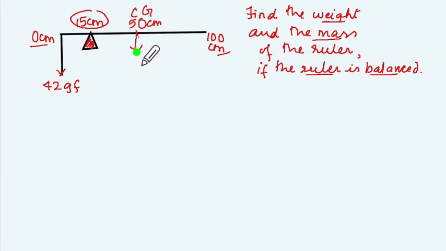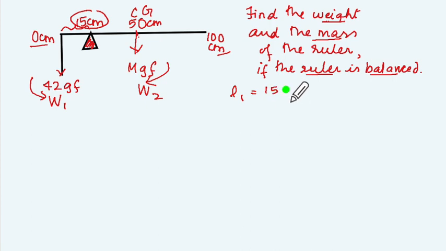So from here to here, this will be, let us say, mgf. This will be acting vertically downwards from here, providing the clockwise moment. And then this has to be balanced by the anti-clockwise moment. So if you call this W1, and this W2, then your L1 becomes the distance between this force and the fulcrum. So we have 15 minus 0, that is 15 centimeter, and this is your L2. So your L2 is going to be 50 minus 15, which is 35 centimeter.